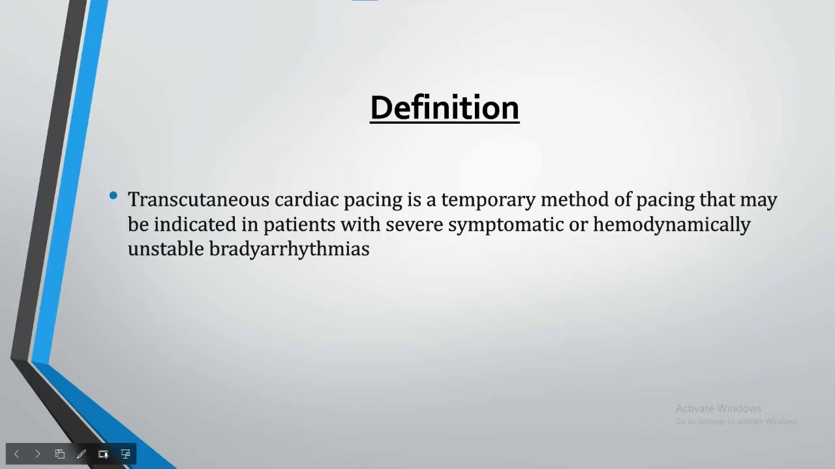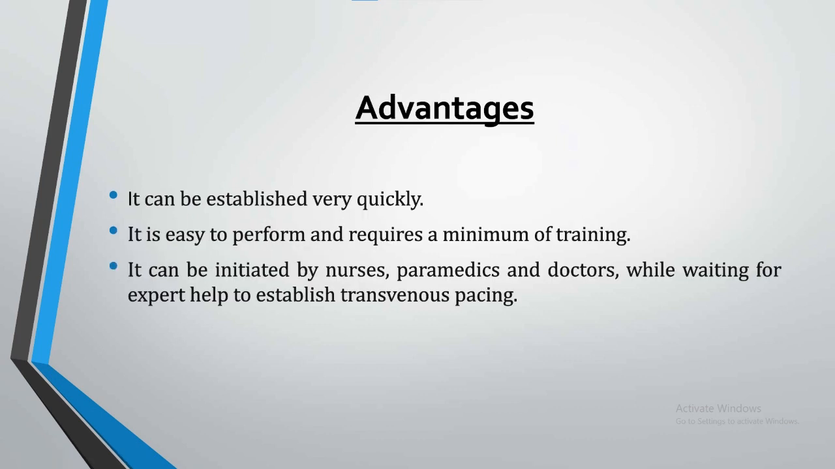Transcutaneous pacing. Definition. Transcutaneous cardiac pacing is a temporary method of pacing that may be indicated in patients with severe symptomatic or hemodynamically unstable bradyarrhythmias. Advantages. It can be established very quickly.